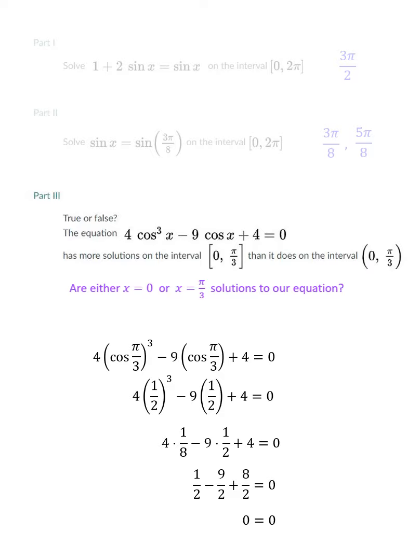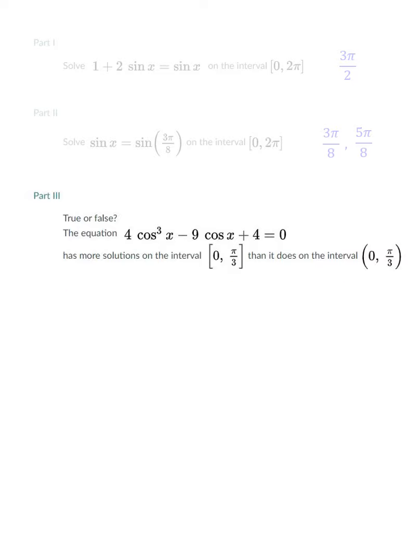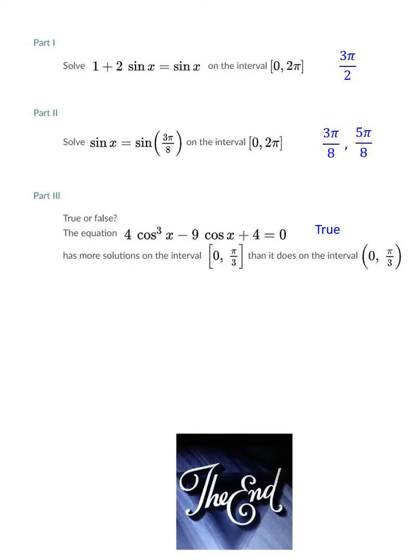What are the solutions to this problem? I don't know. I'm not sure I could find them very easily, nor probably could you in this course. But simply knowing that pi over 3 is a solution to this problem confirms that this interval has more solutions than this interval. And thus this true-false statement is true. And that completes the problem.